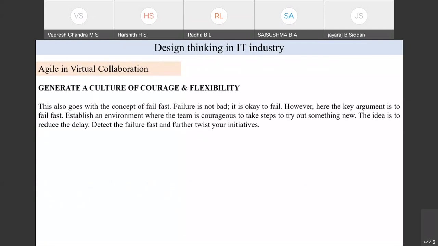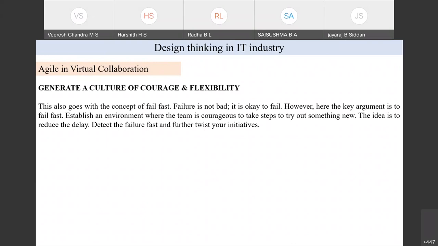Generate a culture of courage and flexibility. I told you, while testing or building the prototype, innovations come in handy. We will think about what exactly the solution will be, how I can implement this solution, and whether this solution is adaptable. I don't know whether it is adaptable or not, so I should give my team members lenience and encourage them to try something new.